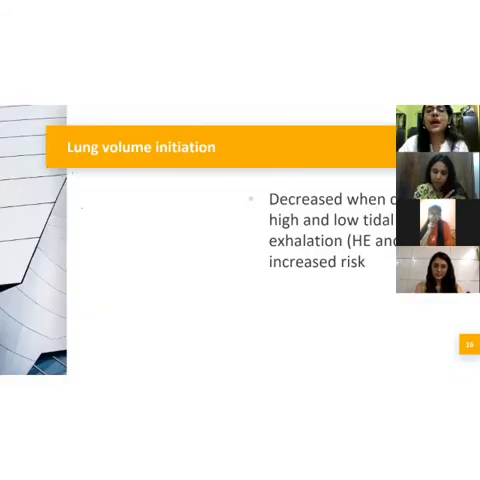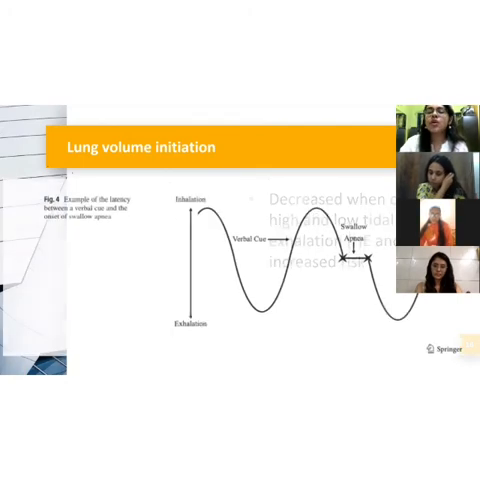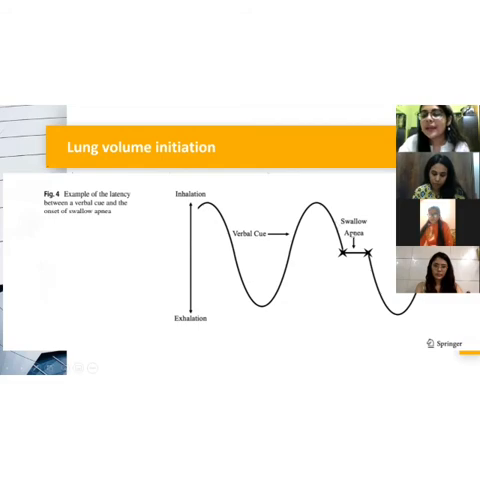Okay. Next one was lung volume initiation. We found that it was decreased when cued at high and low tidal exhalations. So at high tidal exhalation and at low tidal exhalation, anytime I give a cue over here, my swallow apnea will start somewhere over here, which is at such a low exhalation volume. It will again increase the risk of aspiration. If I give my cue over here, the swallow apnea we will find around this point, which is again during inspiration. So that is again susceptible, that's not a safe swallow, right?